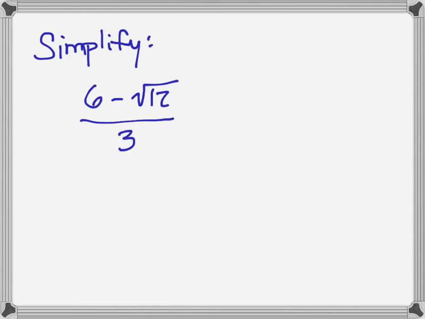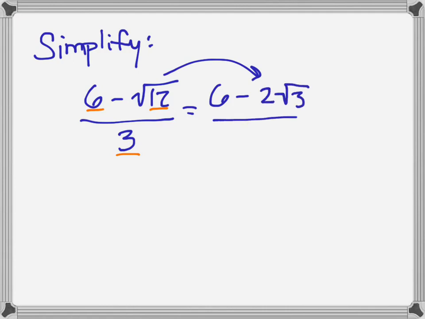This one is very tempting. We've got a 6, a 12, a 3. Surely there must be some division that we can do. So let's find out. 6 minus square root of 12, I just did that one. I know that that's 6 minus 2 times the square root of 3, divided by 3. Now if I want to reduce this, I need some number that 6, 2, and 3 can all be divided by. And there is no number that works.